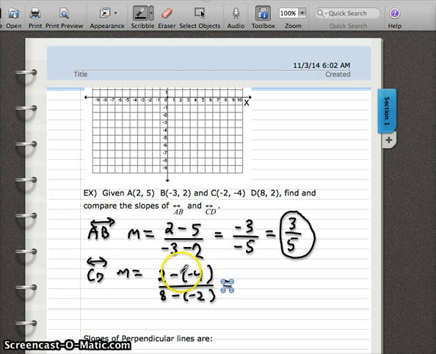So on top we got a double negative that turns into addition, so we got 6 on top. Again, on the bottom we have a double negative which turns into addition, so we got 10 on the bottom. And if we reduce and divide the top and the bottom by 2, then we get a slope of 3/5. So as you can see, the slope of line AB and the slope of line CD are equal.